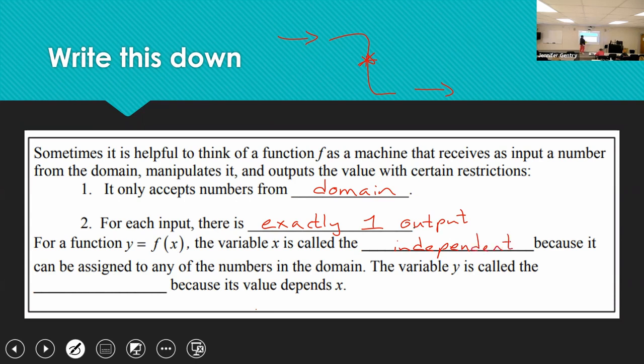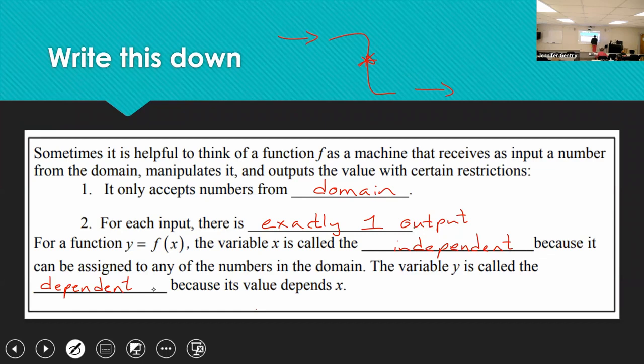Now, the variable y is then which one? Dependent. Because it depends on x. My y is going to be completely different based on my x. So your y depends on x. It's dependent. Make sense?